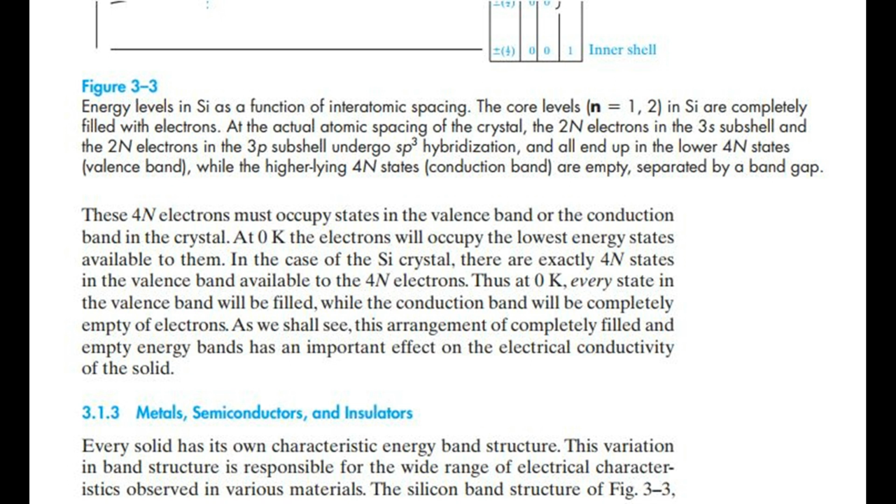These 4n electrons must occupy states in the valence band or the conduction band in the crystal. At 0K the electrons will occupy the lowest energy states available to them. In the case of the Si crystal, there are exactly 4n states in the valence band available to the 4n electrons. Thus at 0K, every state in the valence band will be filled, while the conduction band will be completely empty of electrons. As we shall see, this arrangement of completely filled and empty energy bands has an important effect on the electrical conductivity of the solid.